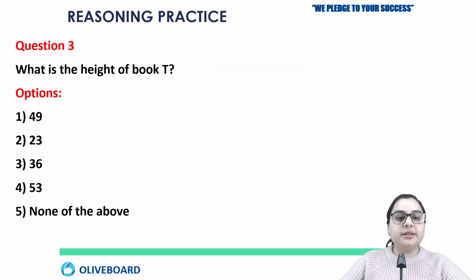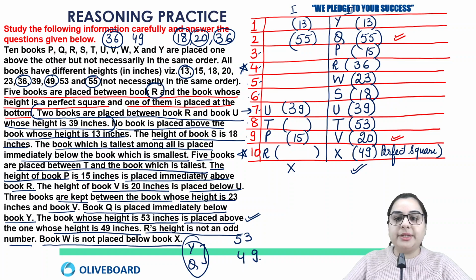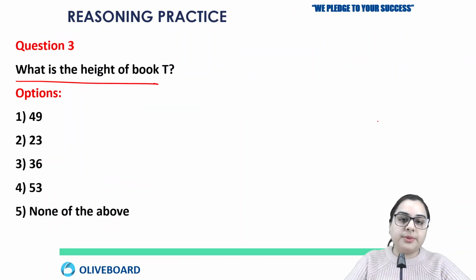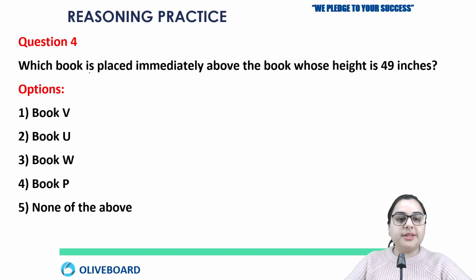Let's try the next question: what is the height of book T? Let's check in your solution what the height of book T is. You can see that the height of book T is 53, so the answer is option number 4. Let's try the next question.